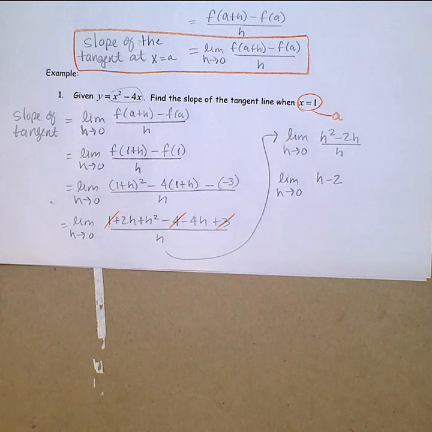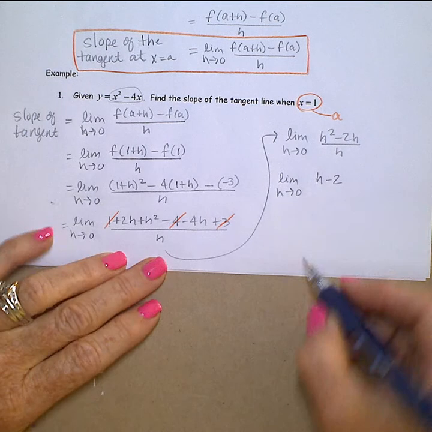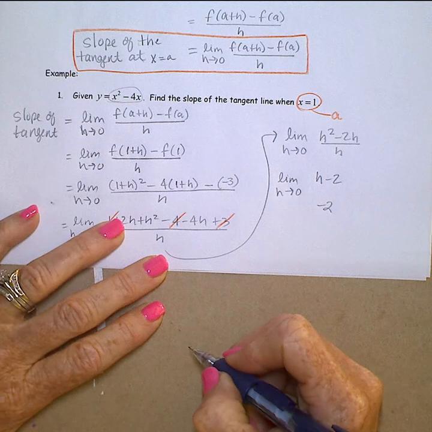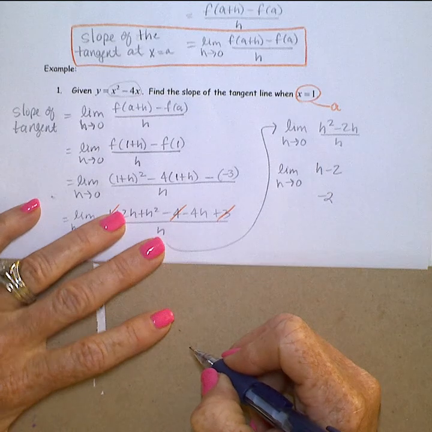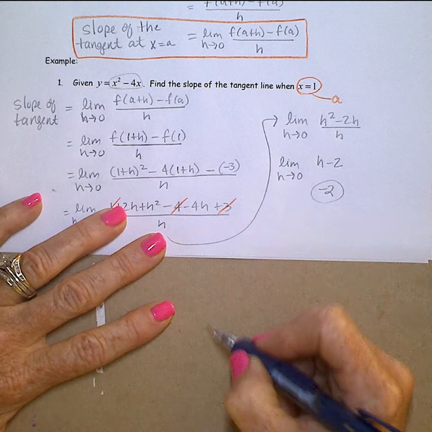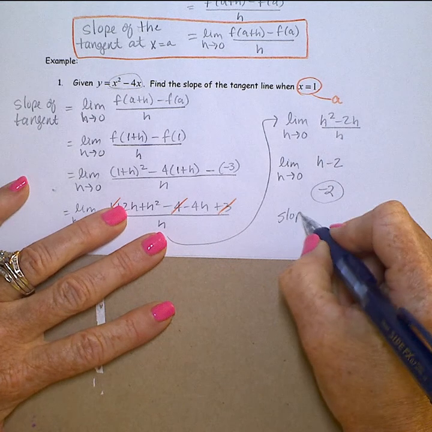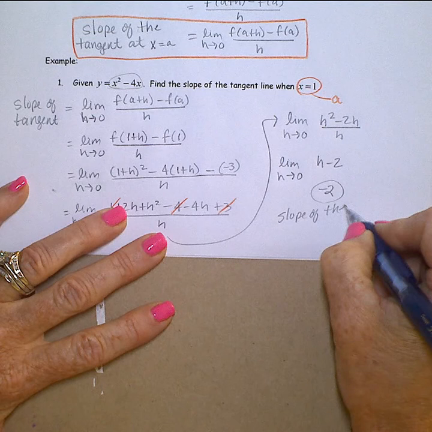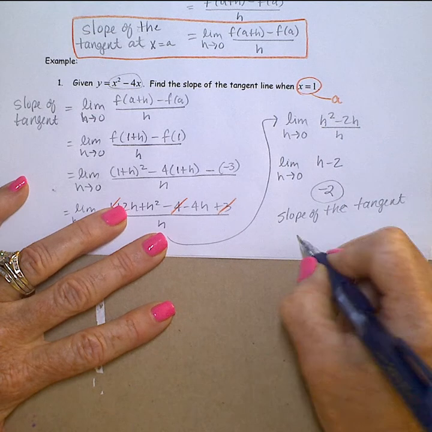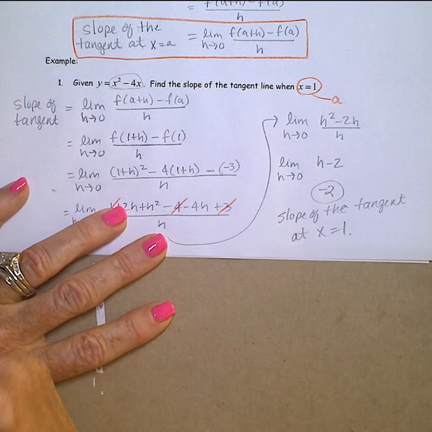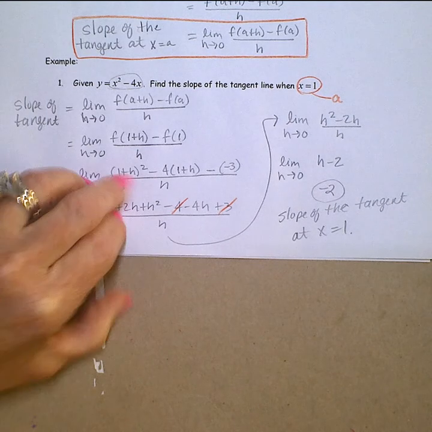Alright, when we wanted to evaluate this limit, what was causing the problem? The h that was in the denominator, right? Because that was a 0 in the denominator. Have we gotten rid of that h problem in the denominator? Yeah, so now can you substitute in 0? We can substitute in 0 and we get negative 2. Alright, what is that? That is the slope of the tangent at x equals 1. That's the slope of the tangent line at x equals 1.